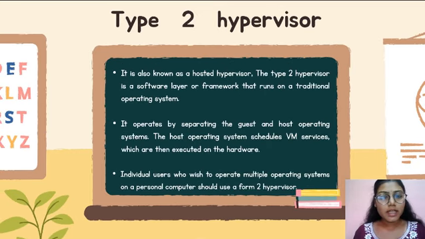Now let's understand the type 2 hypervisor. It is also known as hosted hypervisor. The type 2 hypervisor is a software layer or framework that runs on traditional operating systems. It operates by separating the guest and host operating systems. The host operating system schedules virtual machine services, which are then executed on the hardware. Individual users who wish to operate multiple operating systems on a personal computer should use a type 2 hypervisor.